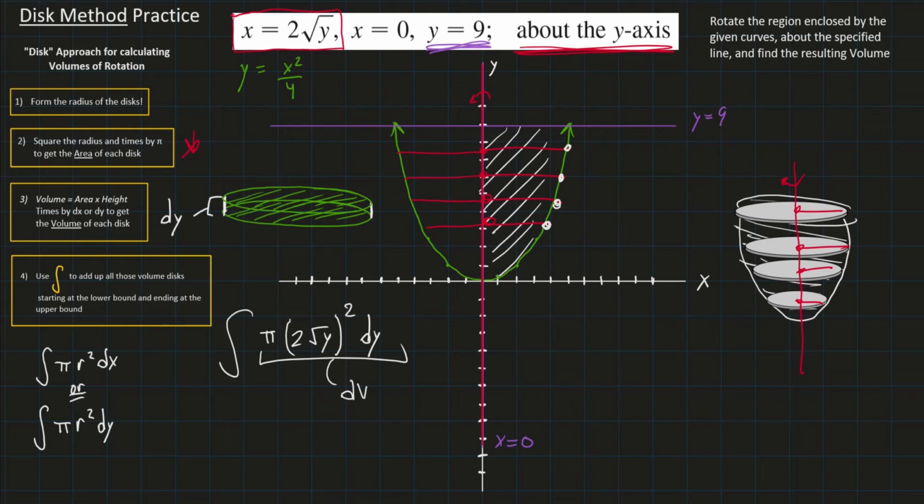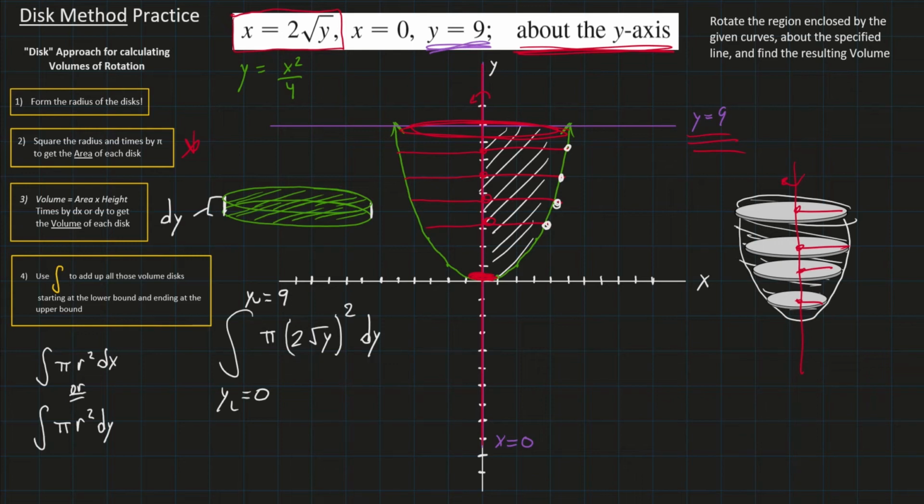So for the bounds, what's my y lower bound going to be? Well, it's going to be this right here. This is going to be my first disk I want to add, at that lower y, and that y location is 0. And my last disk is going to be this one here. What is the y coordinate of this disk? Well, that's going to be y is equal to 9. So my y upper bound will be 9. And there we go, the integral is complete.